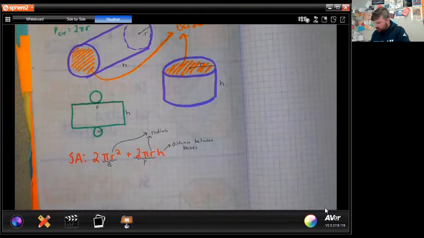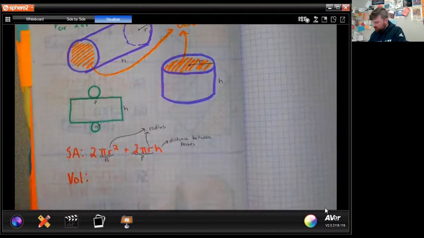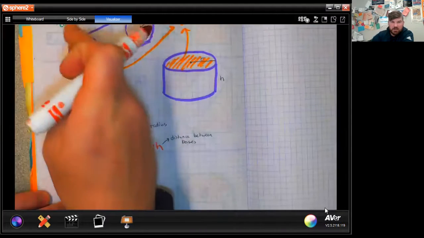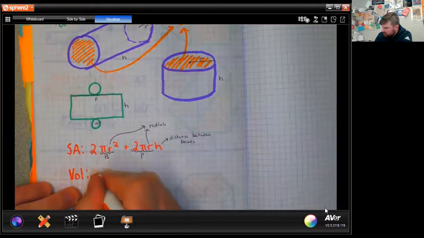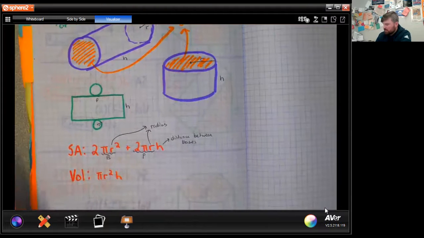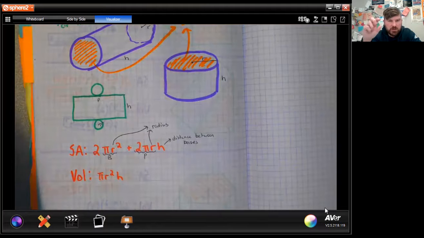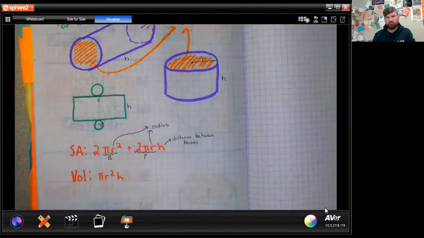Okay, and for volume, we can do the same thing. Volume is area of the base times the height, or how many circles does it take to go this distance? So we take area of the base, which is always a circle, so pi r squared, times our height, which is h. So really, no matter what, in order to do surface area or volume of a cylinder, you only need two things. You need the radius of how big these circles are, plus how far your bases are apart.